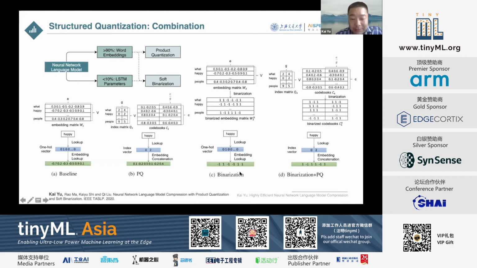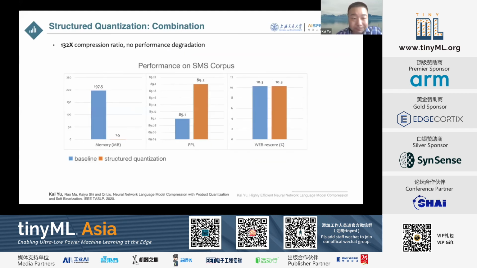And this is the binarization. From the baseline to the binarization is just to binarize the word embedding matrix. And if we combine PQ and binarization together, for each word we have split subspaces, and each subspace is no longer a real valued space, it's a binary space. And we have the index to represent each word. So this is how we get our binarized and product quantized space.